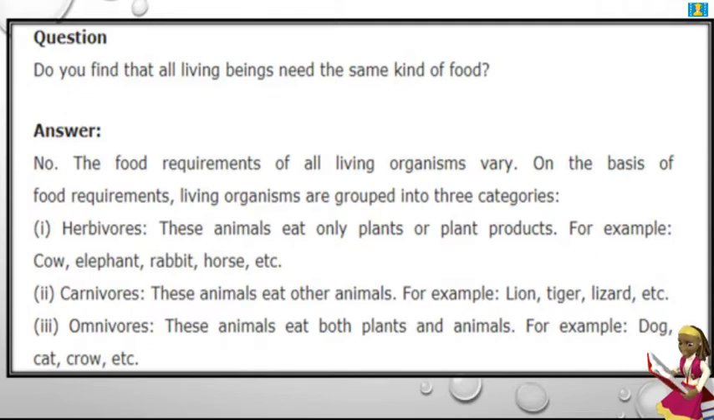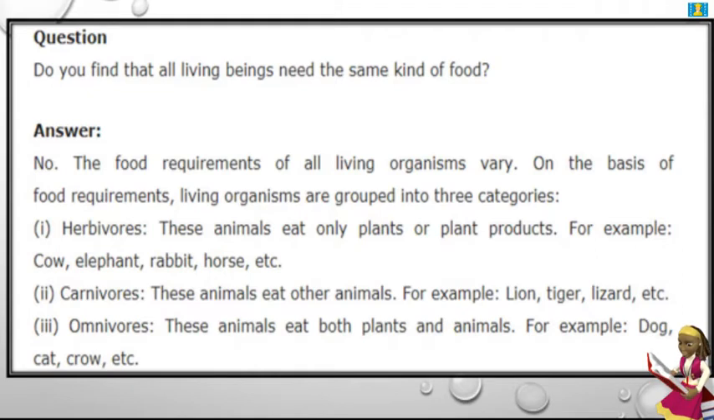On the basis of food requirements, living organisms are grouped into 3 categories. The first one is herbivores. These animals eat only plants or plant products. For example, cow, elephant, rabbit, horse, etc.